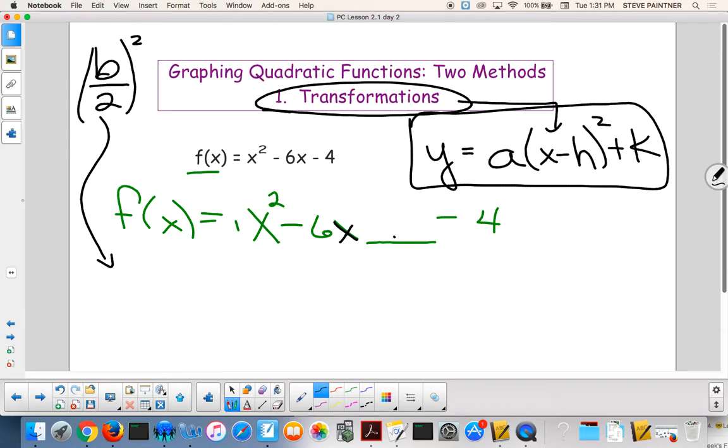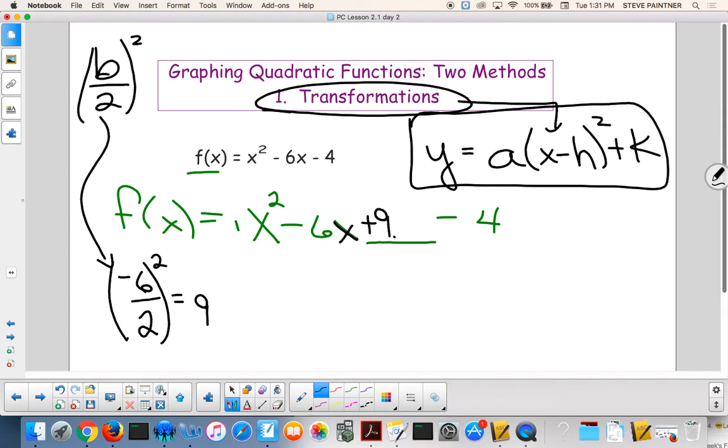So what's your b value, guys? Negative 6. Cut it in half. Negative 3. Square negative 3. 9. That's the answer. You want 9 right here. So put a plus 9.